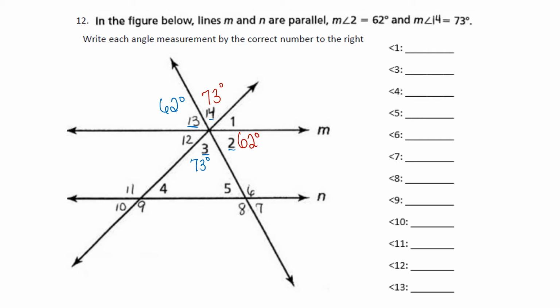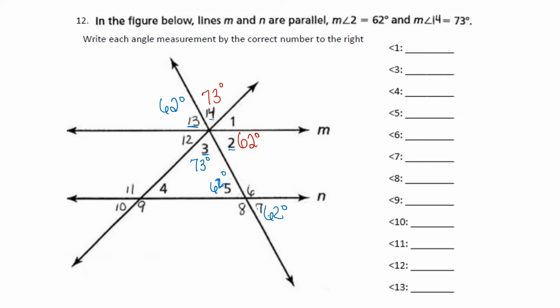I'm going to come back and look at angle 2. When you look at your transversal coming through here, angle 2 and 5 are on alternate sides of that transversal, and they're on the inside of the parallel line, so they're alternate interior, making angle 5 also be 62 degrees. And that would make angle 7 be 62 degrees because 5 and 7 are vertical, or you could also say 2 and 7 are corresponding. Either way, you get the same measurement.